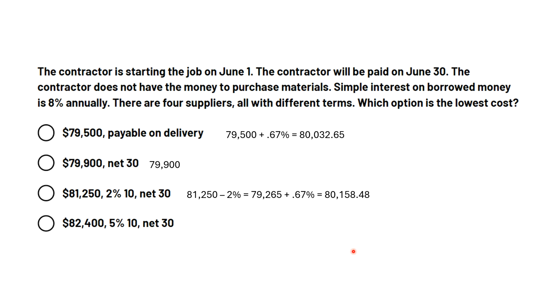Okay, here we go. We have our 82.4. We subtract our 5%, we get 78,280. Then we add back in 0.67%, we get 78,804. Voila, 78,804 is less than 79,900. Okay, so answer D is actually the best answer, even though at first glance you may not think so because of it being a high number, but you get that 5% discount. Even though you have to borrow the money, you're actually going to save almost 180 bucks or something like that. Okay, that's the answer to that question.